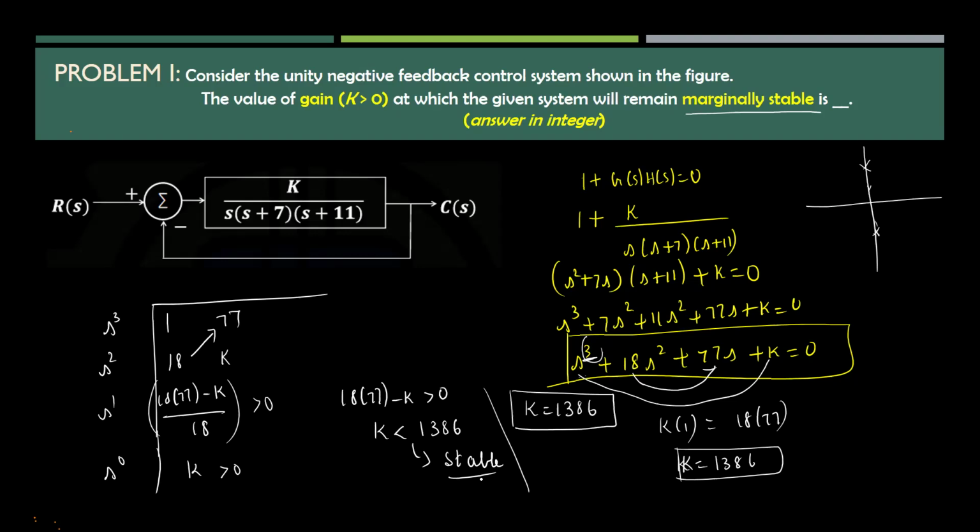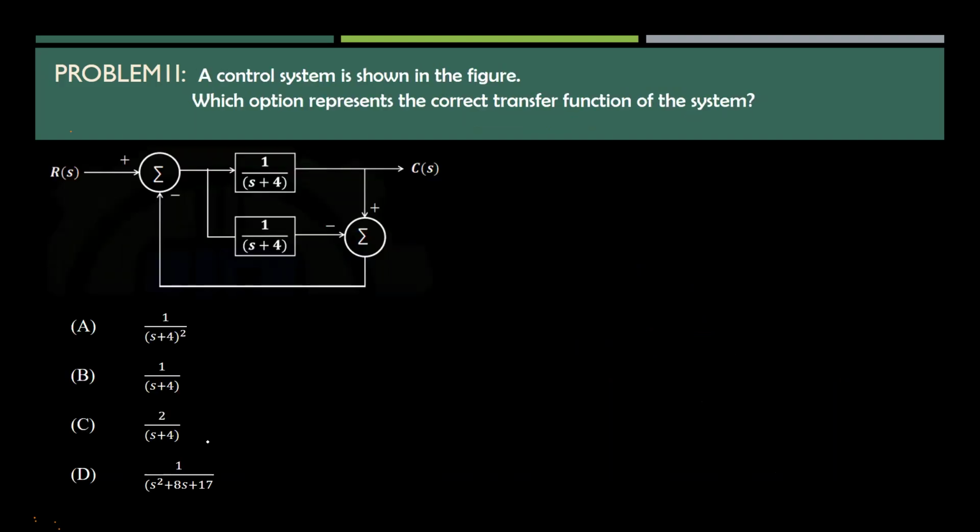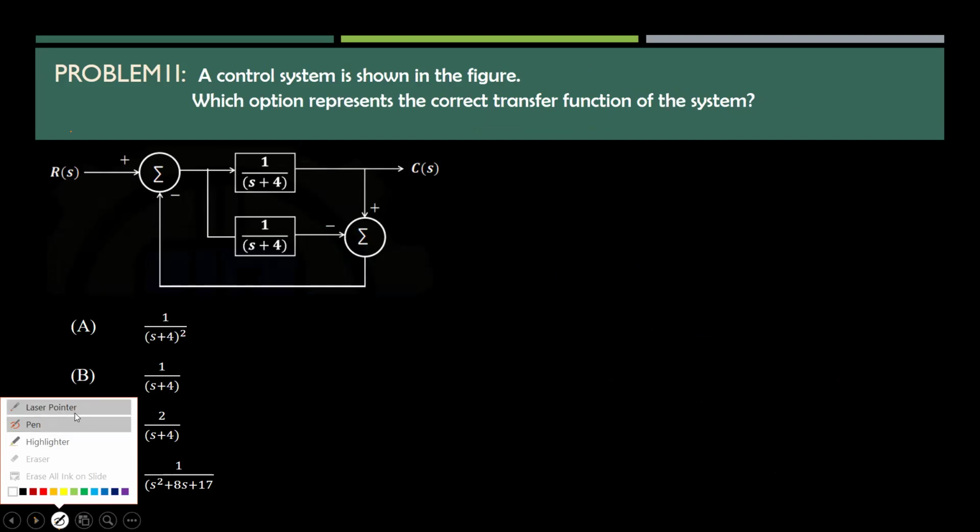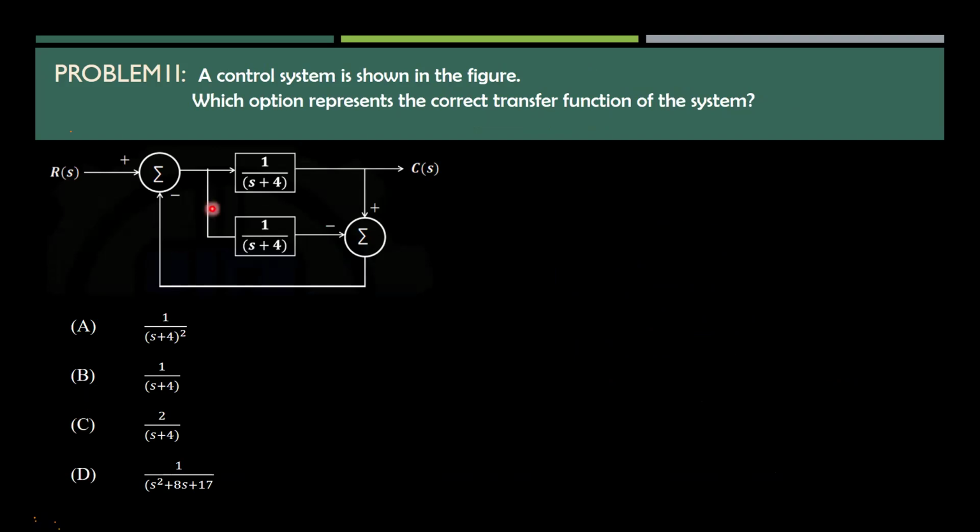Let me move to the next problem. This problem is taken from the topic transfer function of the system, feedback and transfer function of the system. A control system is shown in the figure. Which option represents the correct transfer function of the system?